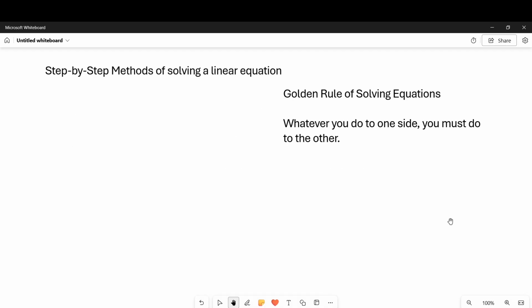Okay, let's go for the step-by-step methods of solving a linear equation. See, before that, there's a golden rule for solving a linear equation. What is it? Whatever you do on one side, you must do to the other side also. So that means when we make any change on the left hand side, you have to do it on the right hand side also. So let's see with an example here.